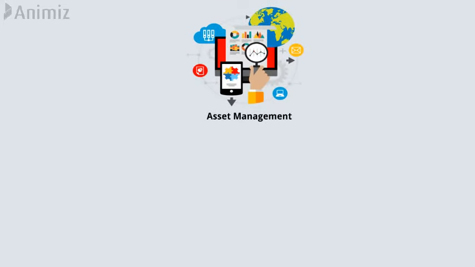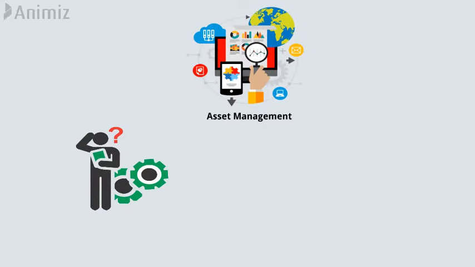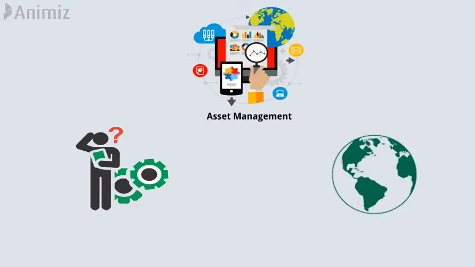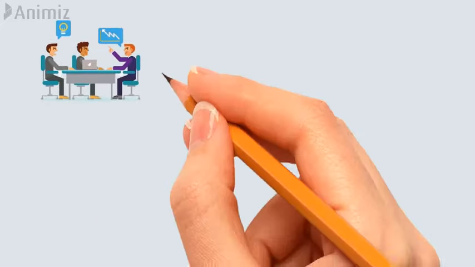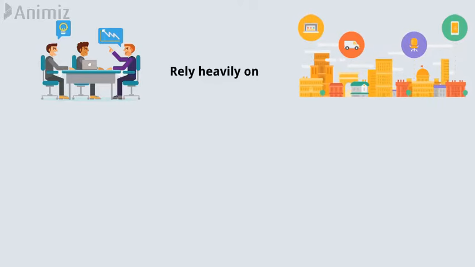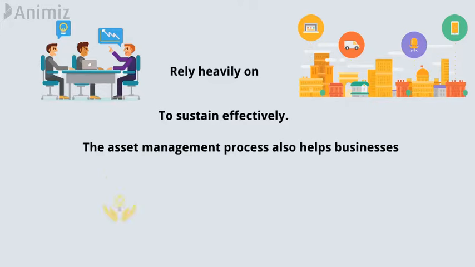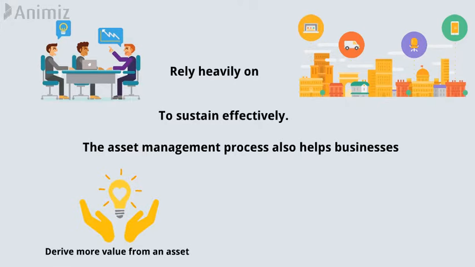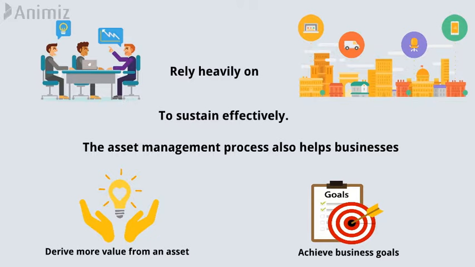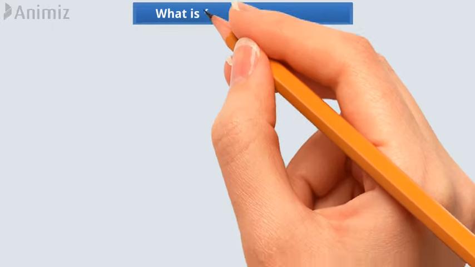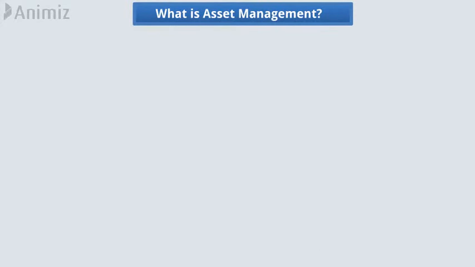Asset management remains to be one of the primary concerns of organizations all over the world, because assets drive businesses. Modern businesses rely heavily on physical assets to sustain effectively. Asset management process also helps businesses derive more value from an asset and achieve business goals. So, what is asset management?